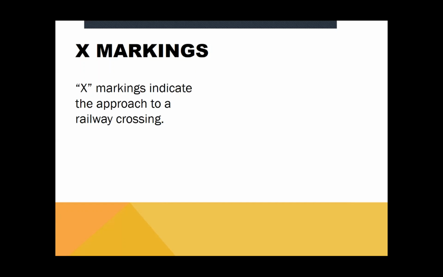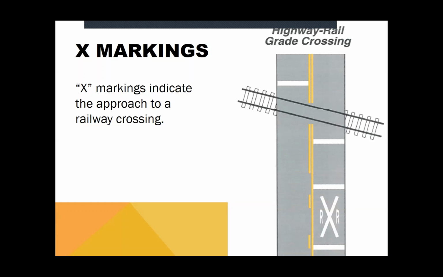X markings on a road indicate that you're approaching a railway crossing. You also cannot stop in that X. Where it has an X, it's telling you there's a railway crossing, but it's also telling you you can't stop in this X. That's to give you enough space away from the railway track so that you're not putting yourself in harm's way. Those X markings are on page 40.